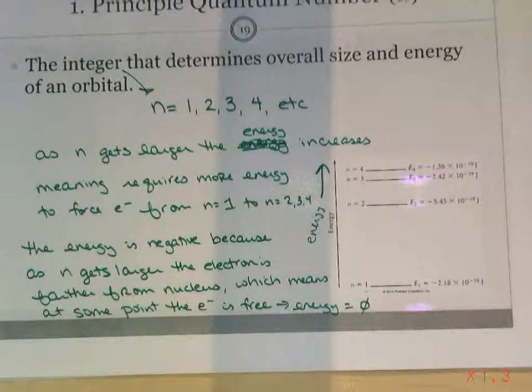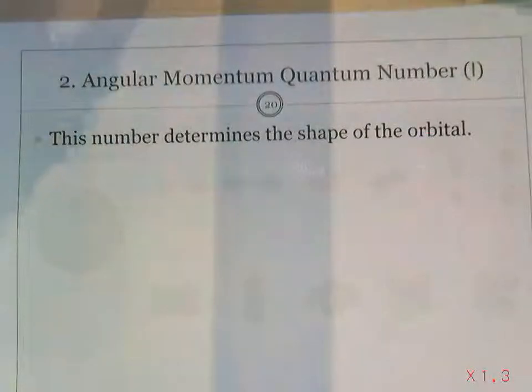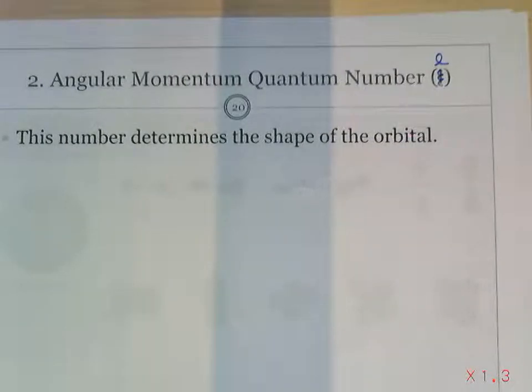All right, so our next number is the angular momentum quantum number, which has the abbreviation L. Big old scripty L. So n tells us the approximate size and energy of an orbital. L tells me what shape the orbital has.